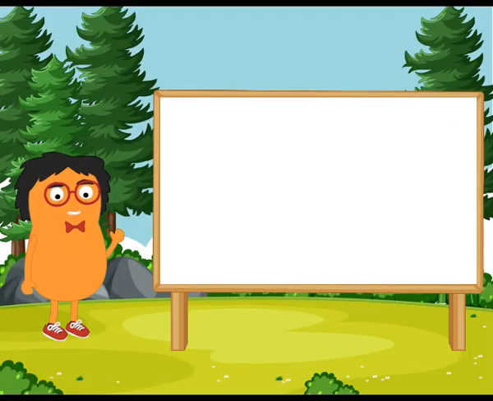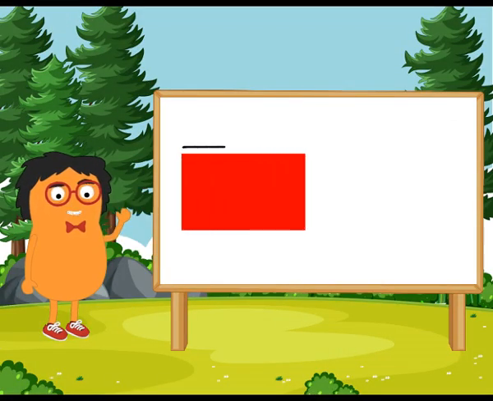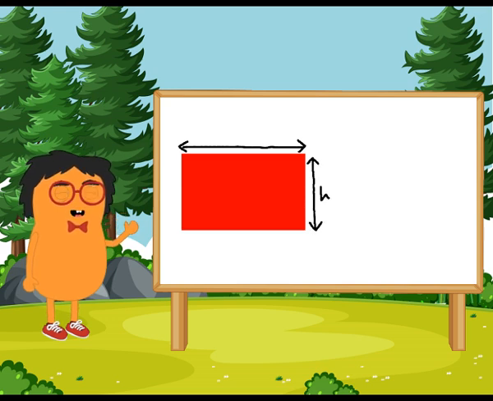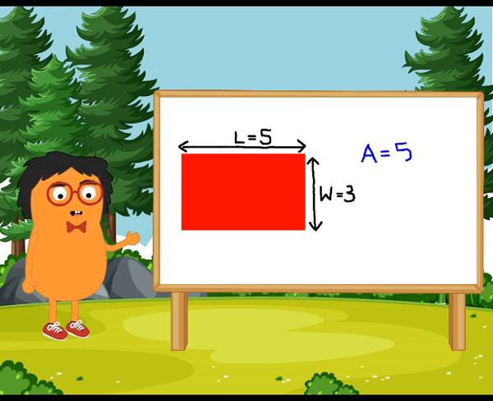Next, let's look at the rectangle. A rectangle has opposite sides that are equal in length. To find its area, we need to multiply its length by its width. For example, if the length is 5 units and the width is 3 units, the area would be 5 times 3, which equals 15 square units.